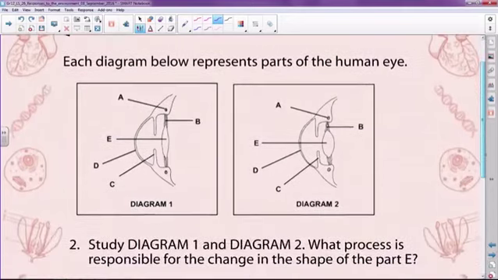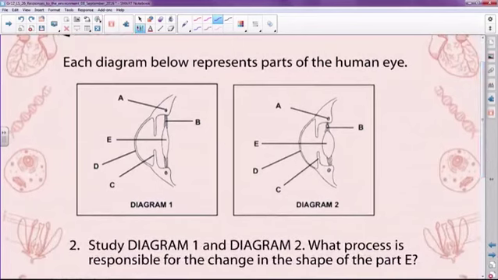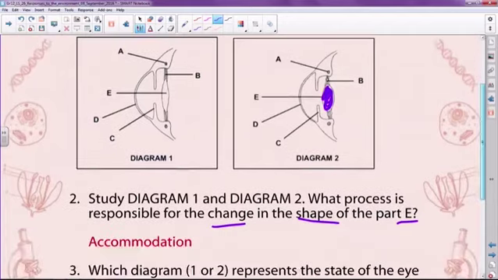Let's have a look at these answers. Remember, it's very quick. The first one was, in study diagram 1 and diagram 2, what process is responsible for the change in shape of part E? Remember, part E is this piece here, which is your lens, and it's called accommodation.